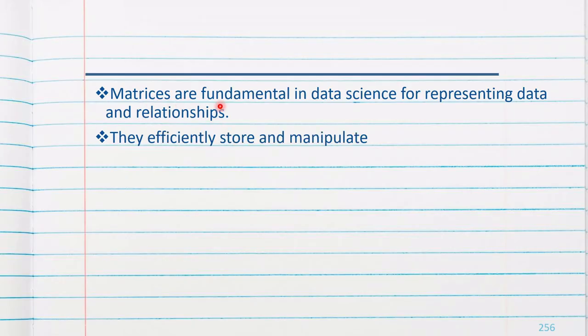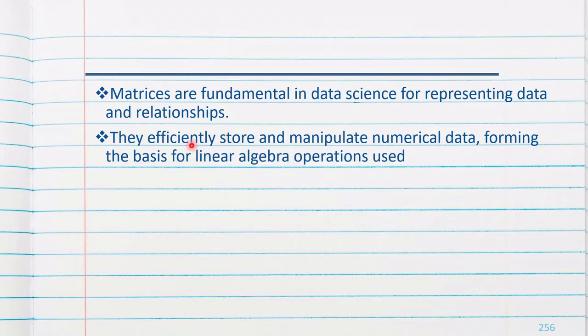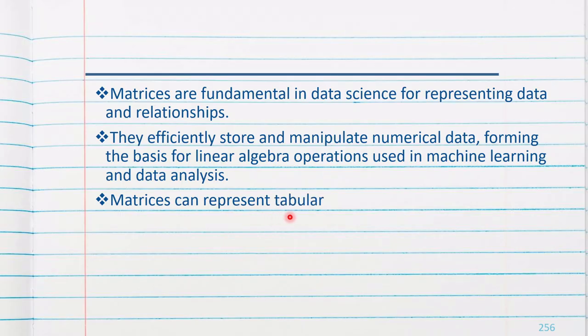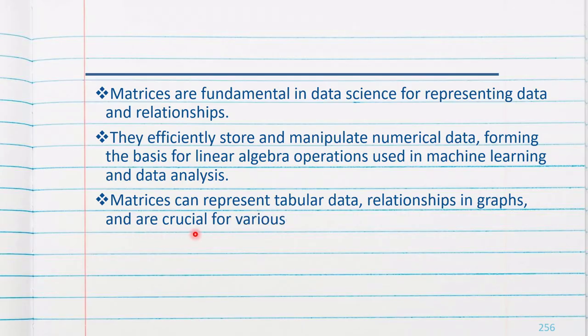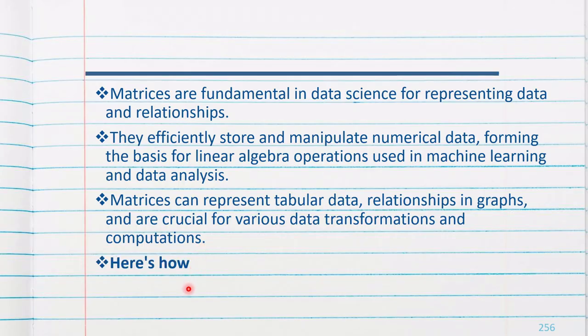What are matrices? Matrices are fundamental in data science for representing data and relationships. They efficiently store and manipulate numerical data, forming the basis for linear algebra operations used in machine learning and data analysis. Matrices can represent tabular data, relationships in graphs, and are crucial for various data transformations and computations. Here is how matrices are used in data science. This is the application of matrices in data science.